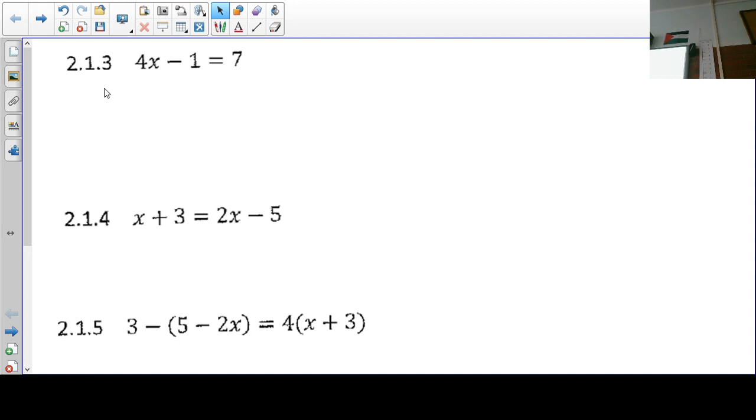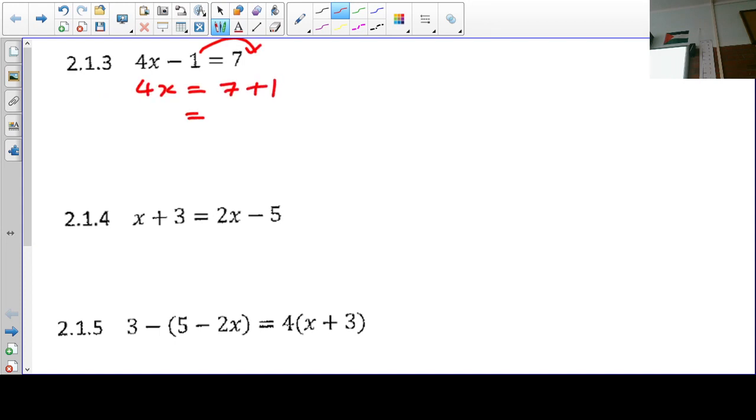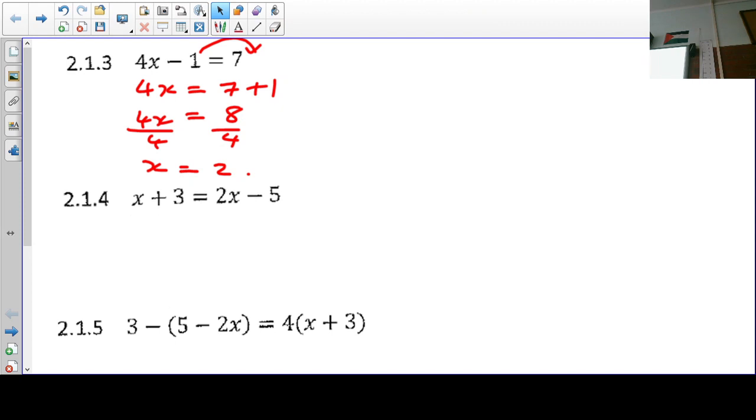Right. Let's look at question 2.1.3. Again, solve for x. What do we do first? Take the 1 over. Numbers on one side, variables on the other side. So it's going to be 4x is equal to 7 plus 1, which is 8. Now what? Divide by 4 both sides. So x equal to 2. You all agree with that? Okay, am I going too fast? No. Okay.